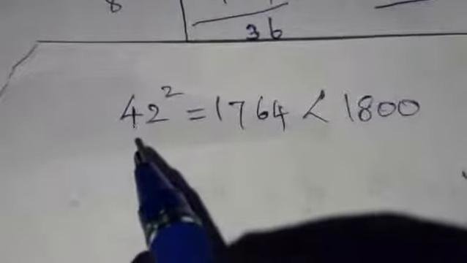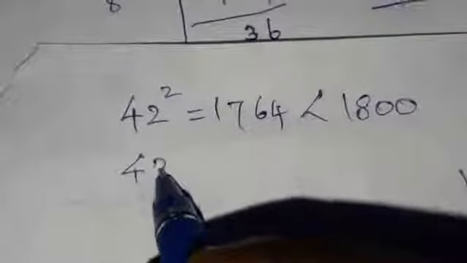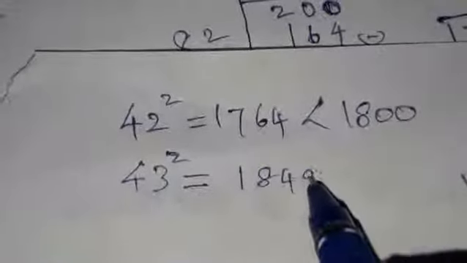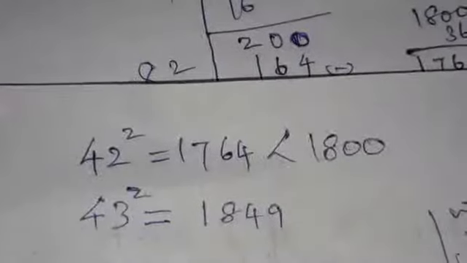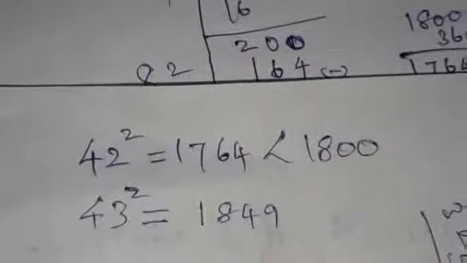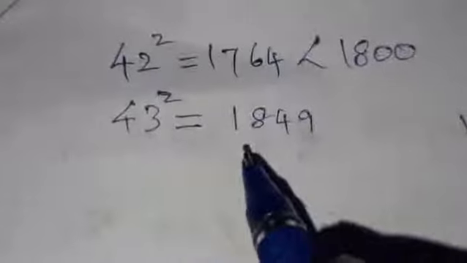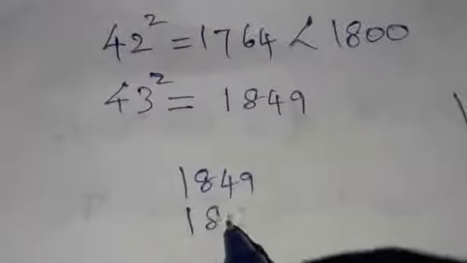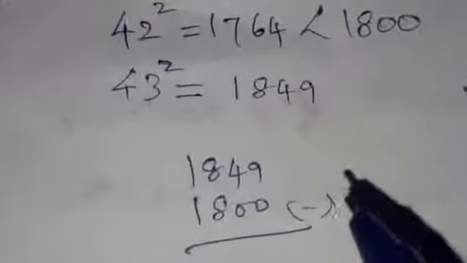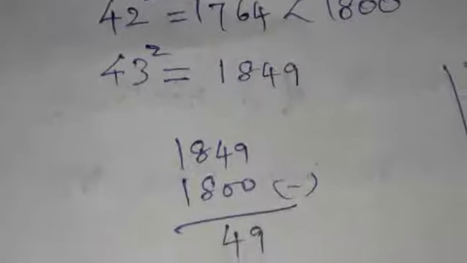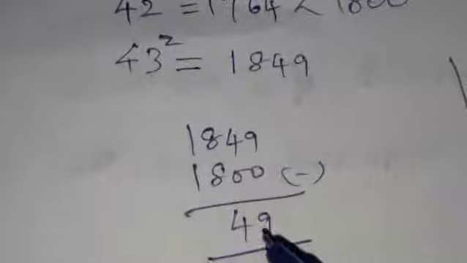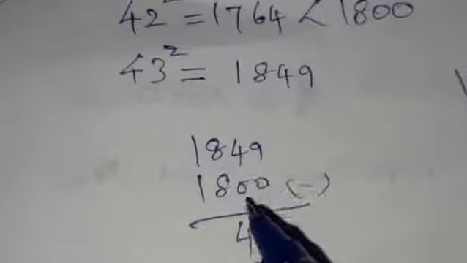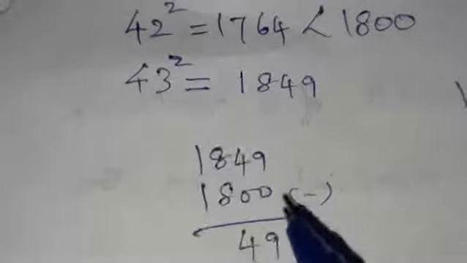So we have to find the next square, 43. 43 square equal to 1849. In this sum, we have to find the least number that must be added to 1800. So we have to subtract 1800 from 1849. We will get 49. So this is the answer for this question. When we add 49 to this number 1800, it will become 1849. It will be the square of 43. So this is the answer for this question.